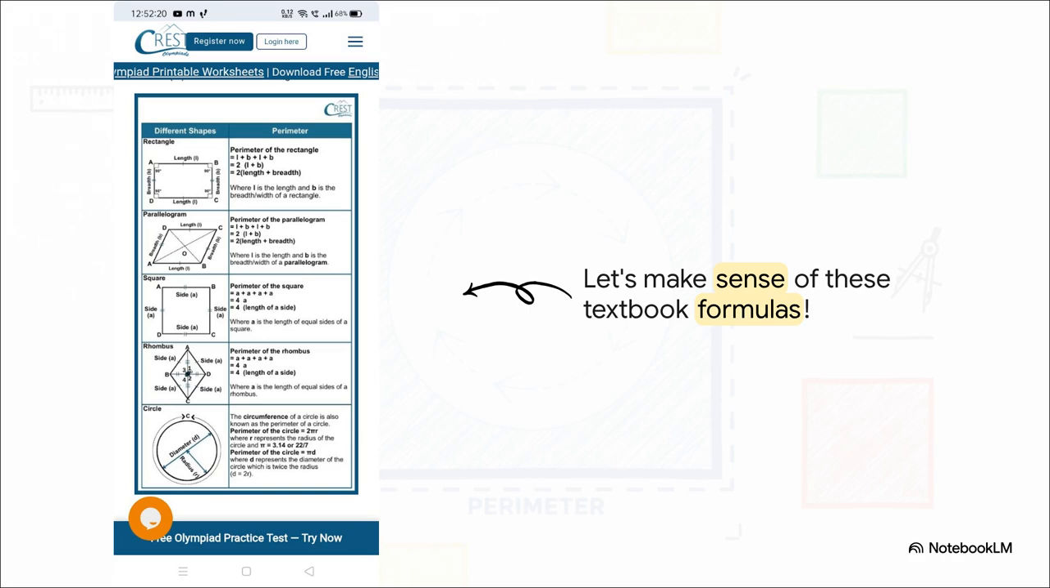Now, looking at this, you might be feeling a tiny bit of math anxiety creeping in. I know, seeing all these letters and numbers on a formula sheet can be intimidating, but listen to me, you do not need to blindly memorize these. We are going to understand the logic behind them together. And once you get the logic, I promise you, you won't forget them.